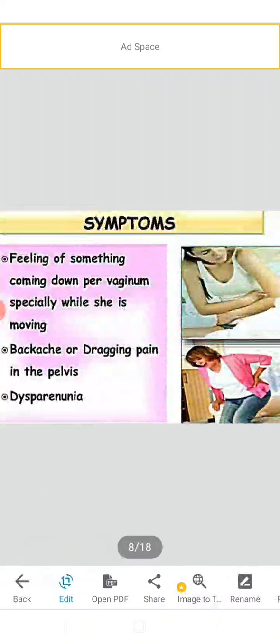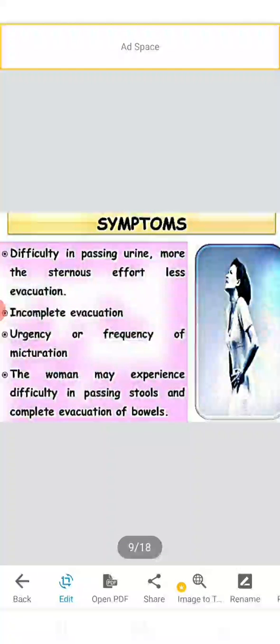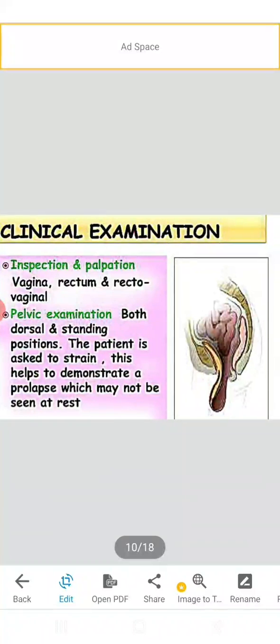The etiological factors we have discussed earlier can be written down. Okay. Then symptoms: a feeling of something coming down from the vagina, especially when she is moving. Backache or dragging pain in the pelvis, dyspareunia. Difficulty in passing urine, more strenuous effort, incomplete evacuation. Urgency or frequency of micturition. The woman may experience difficulty in passing stools and complete evacuation of the bowels.